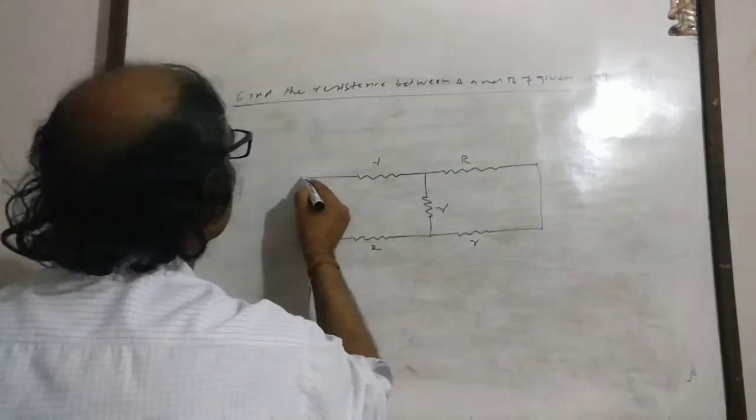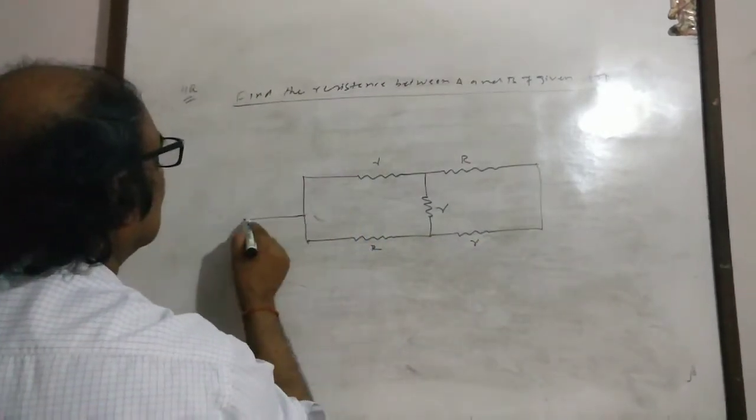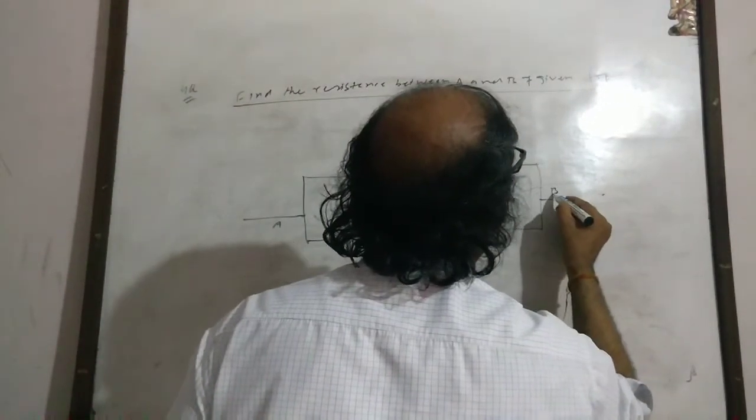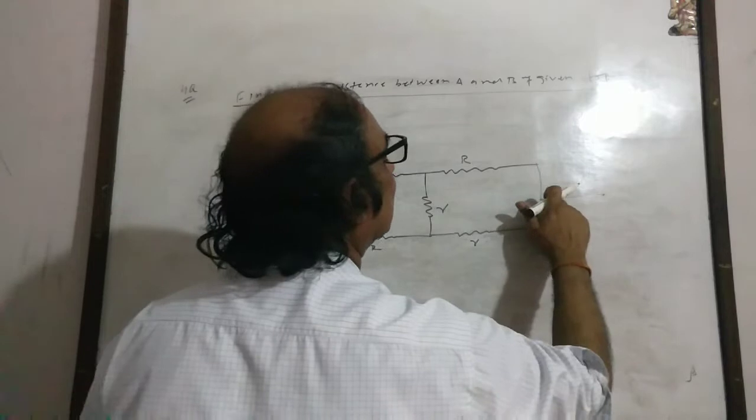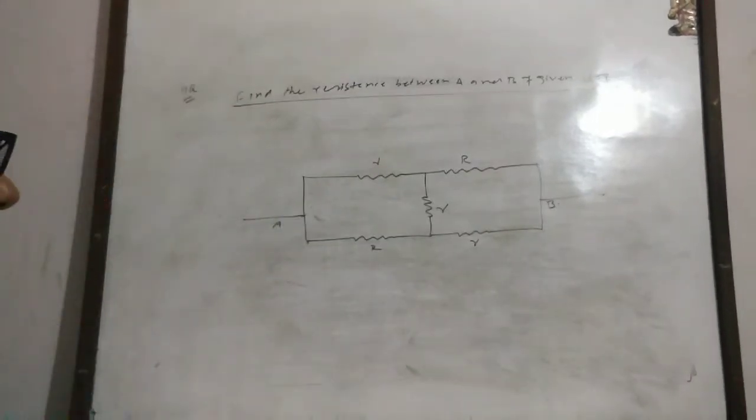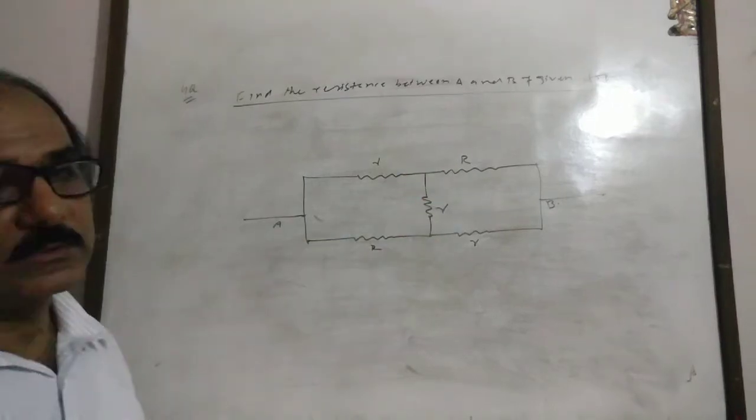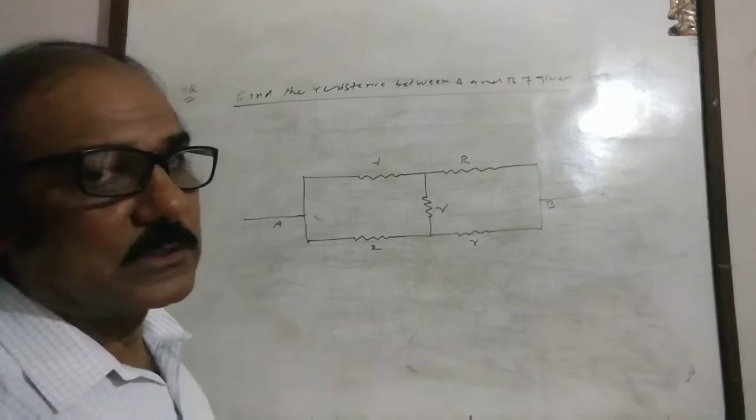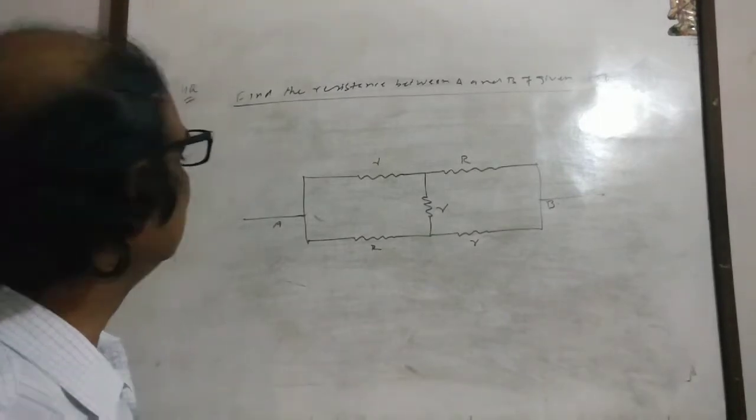Small r, capital R, small r. This one is the point A, and this one is the point B. And clearly from the figure, this is not the balanced Wheatstone bridge. So there is the need of the Kirchhoff's law. So first of all, you have to distribute the current.